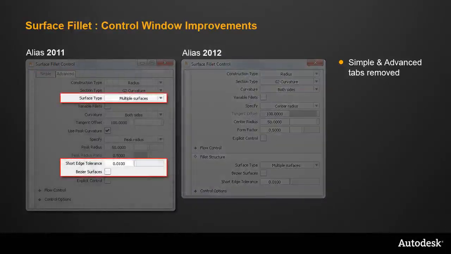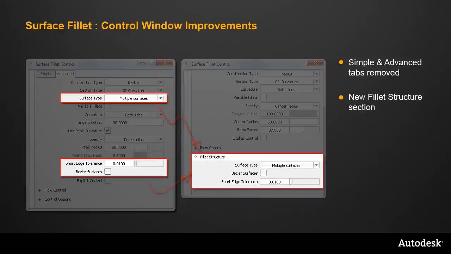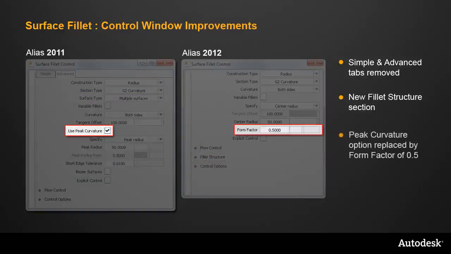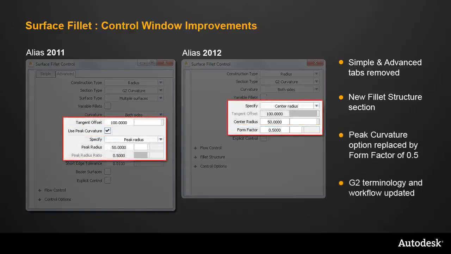The surface structure settings have now been grouped together into a new fillet structure section, which makes the window more compact. And the peak curvature option has been removed and is now replaced by a default form factor of 0.5. And this form factor is part of an update to the terminology and workflow for G2 and G3 fillets. So I'll start with this terminology.